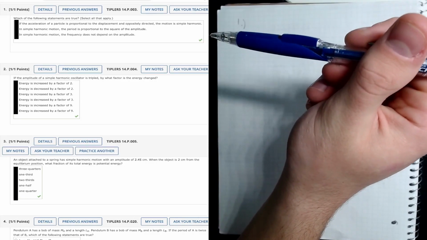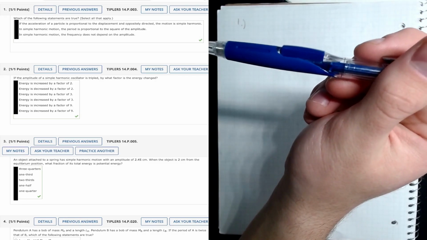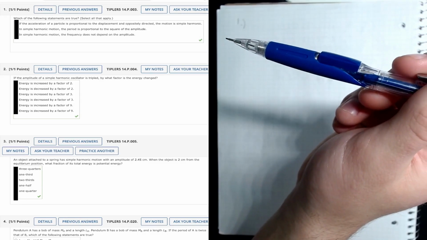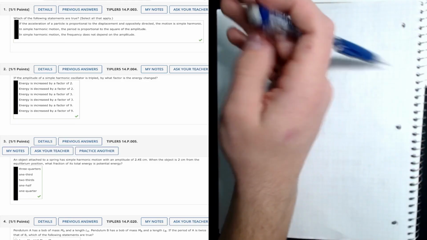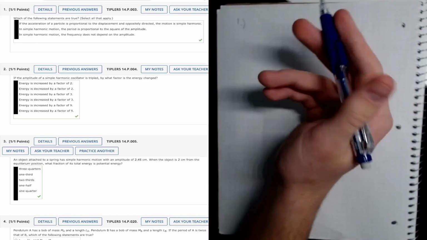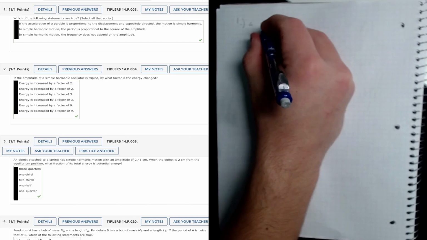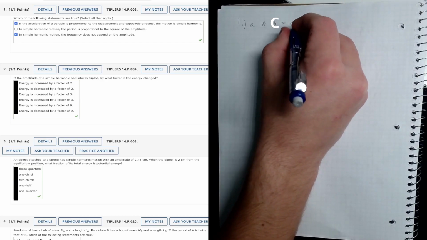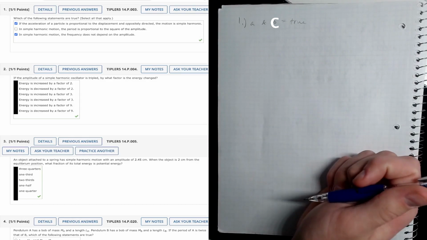And last one, in simple harmonic motion, the frequency does not depend on the amplitude. That is true. The frequency is entirely independent from the amplitude, since the frequency is dependent on the period, time, and all that stuff. So in this case, A and B equals true. So that's going to be that for number 1.